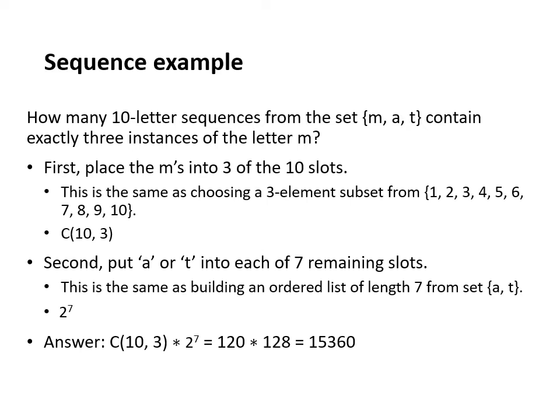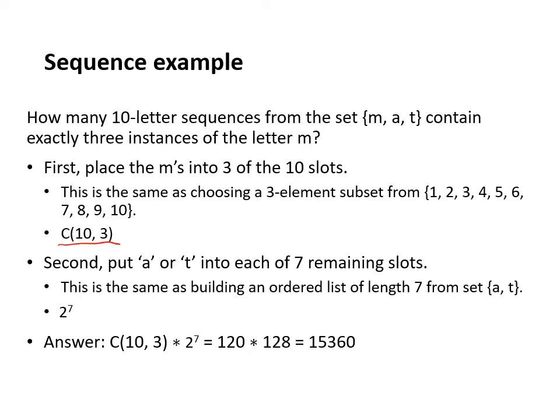So what is the algorithm here? We first place the Ms into 3 of these 10 slots. This is the same as choosing a 3-element subset from the set of 10 elements from 1 to 10, which we know how to calculate. So that's C(10, 3).